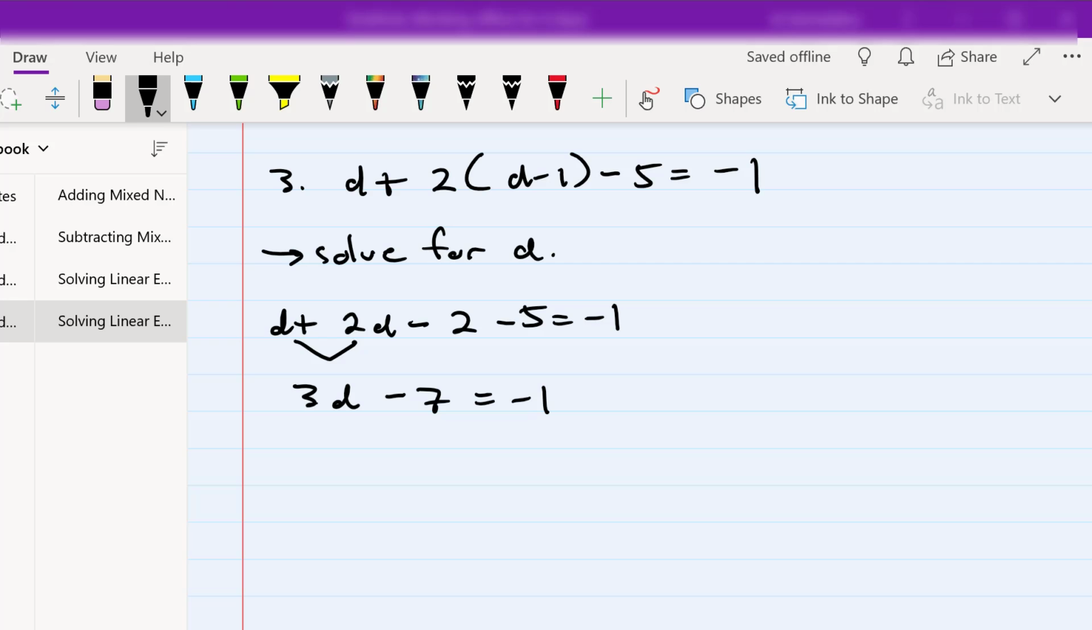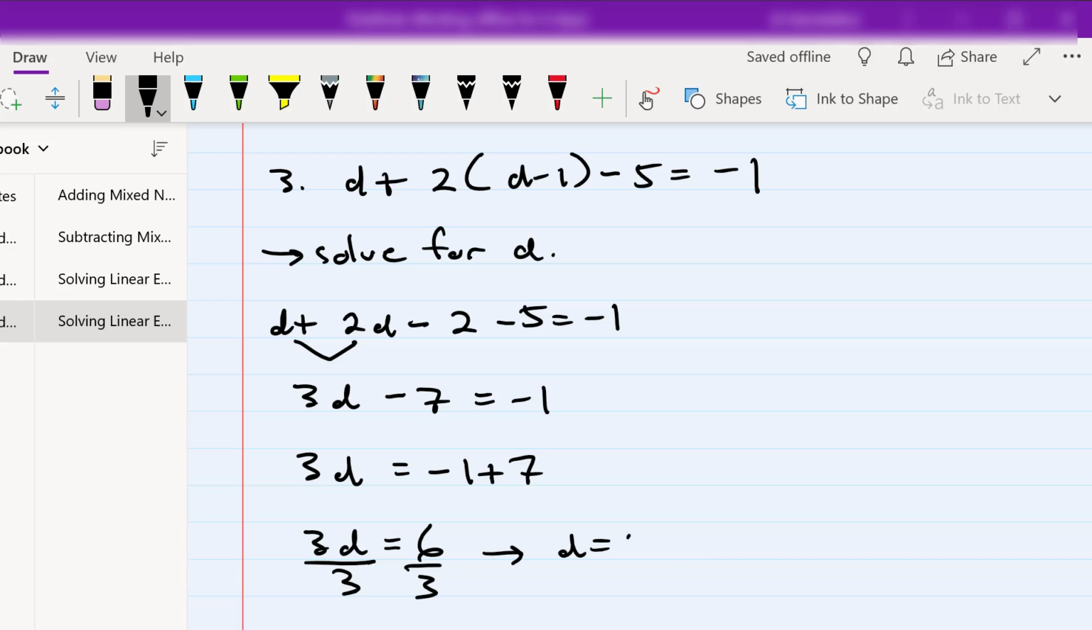Let us leave the d on the left-hand side, so we'll have 3d, and bring the 7 to the right side. Well, that'll become minus 1 plus 7 when we bring it onto the right side. Continuing, we'll have 3d equals minus 1 plus 7 is 6, now we divide by 3 both sides, and we'll have d equals 2. We could think of this as d equals 2 inches, 2 centimeters, 2 meters, 2 miles, or anything, really.